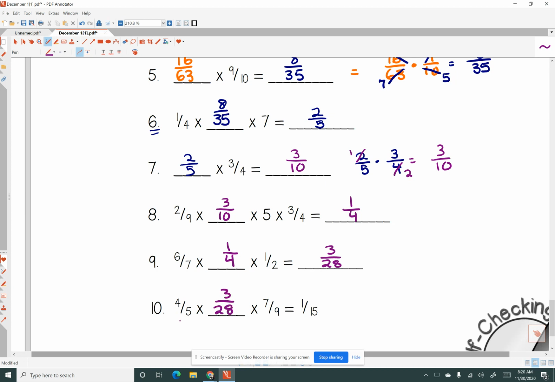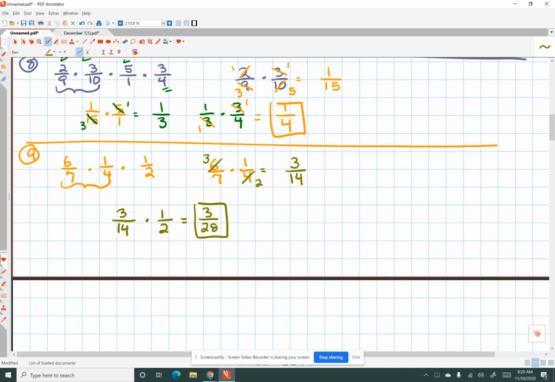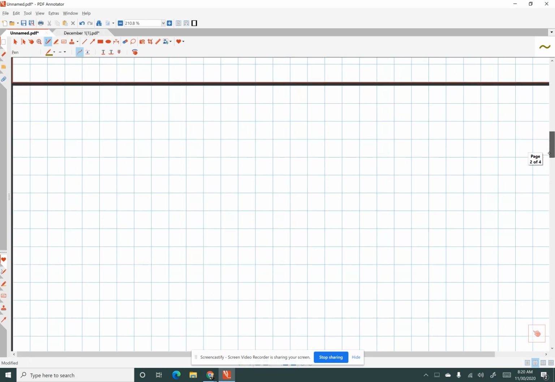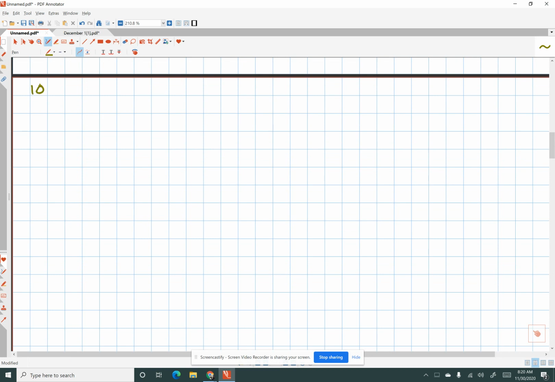And now what's left is to multiply 4/5 times 3/28 times 7/9 to see if we get 1/15. So let's get some fresh paper and do that. So 4/5 times 3/28 times 7/9. And I think we're going to do the second two numbers first. Multiplication is commutative. Order does not matter.